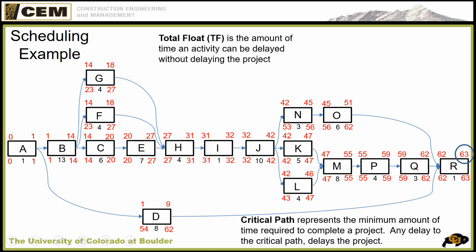But then if we go to N, we start to see the pattern change a bit. The early start was 42. The late start is 53. That means we have 11 days to play around with here before we delay the project. So if we wait 11 days to start N, we start on 53, we finish on 56, it still pushes through and we don't delay the project. So N would have 11 days of total float. O would have 11 days of total float.